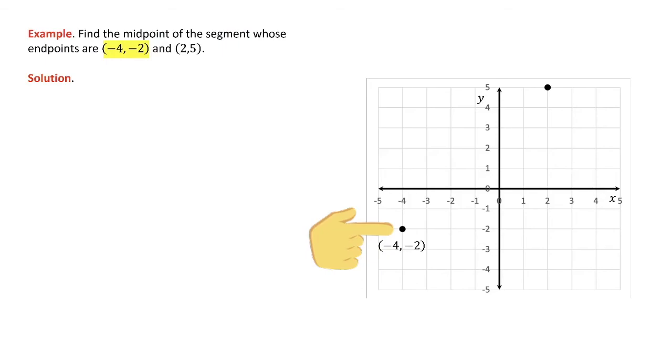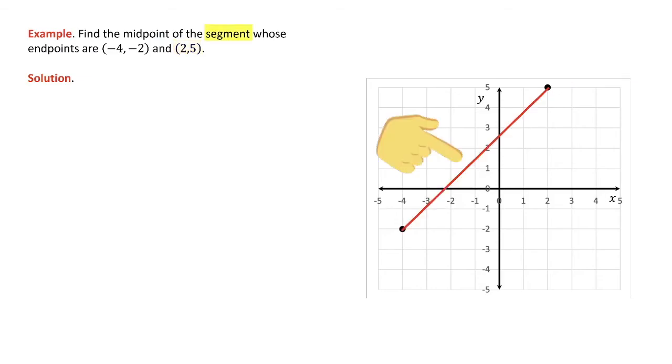So here's my (-4, -2), and here's my (2, 5). And notice what I want is a segment to connect those. So that's my segment. Now, again, just look at this. I want the midpoint of the segment, right? Midpoint, again, terminology shouldn't be your enemy, and I'm not going to make you memorize millions of words. Midpoint means the middle point. Just look at the picture. You already have an idea what the answer is.